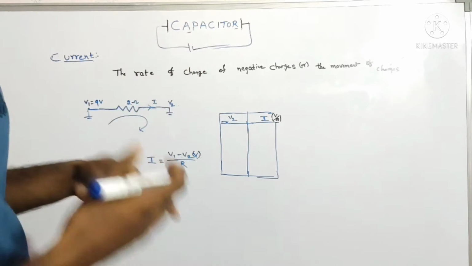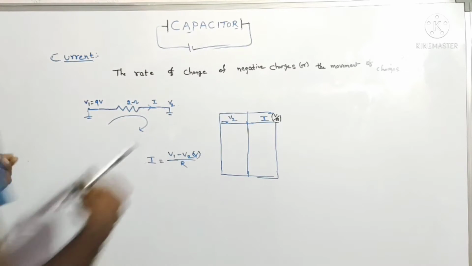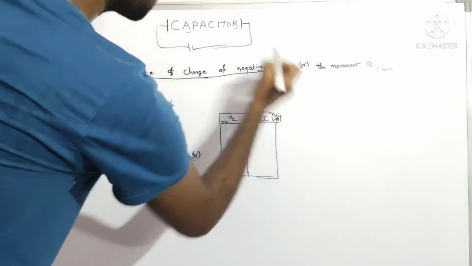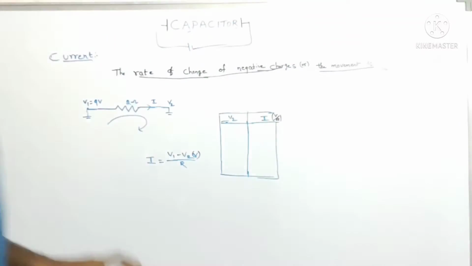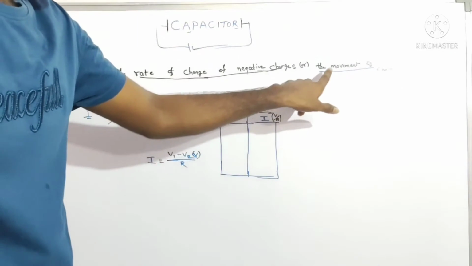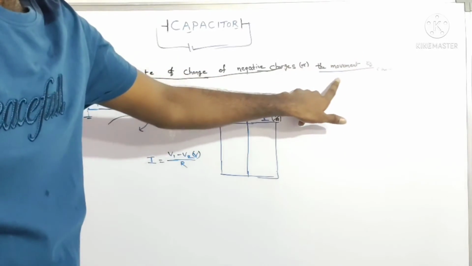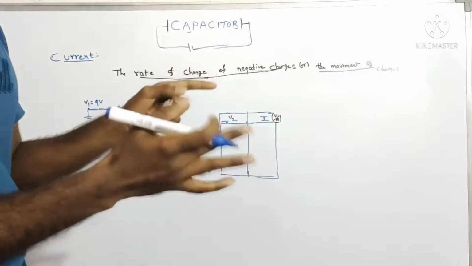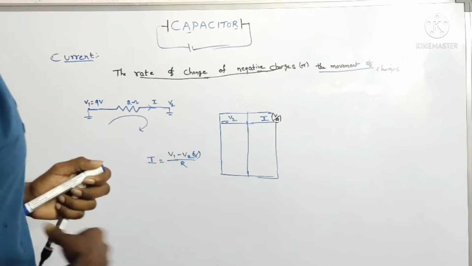But how does the current actually flow when the capacitor is connected in a circuit? That is why I am mentioning here: the current is the rate of change of negative charge, or the movement of negative charge carriers. This will be clear when we delve into the concept of capacitor. You have to understand the movement of negative charge carriers. I am stressing that because we need just the movement of negative charges. That is one thing you have to keep in mind.